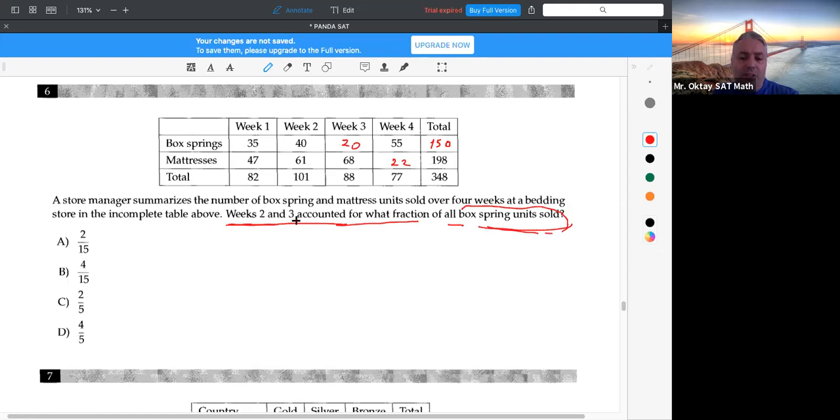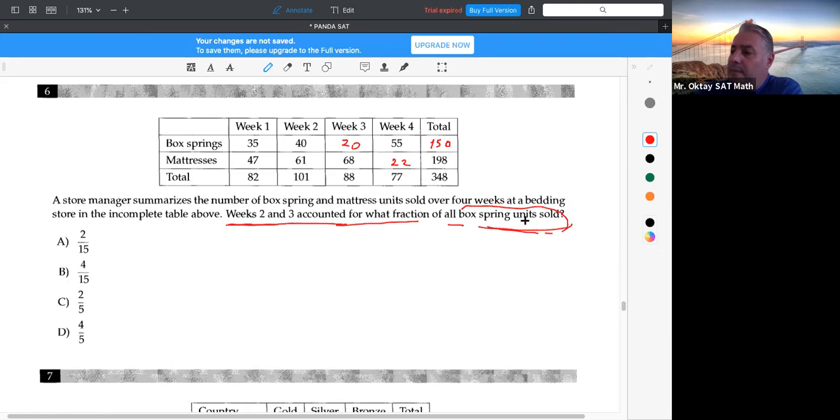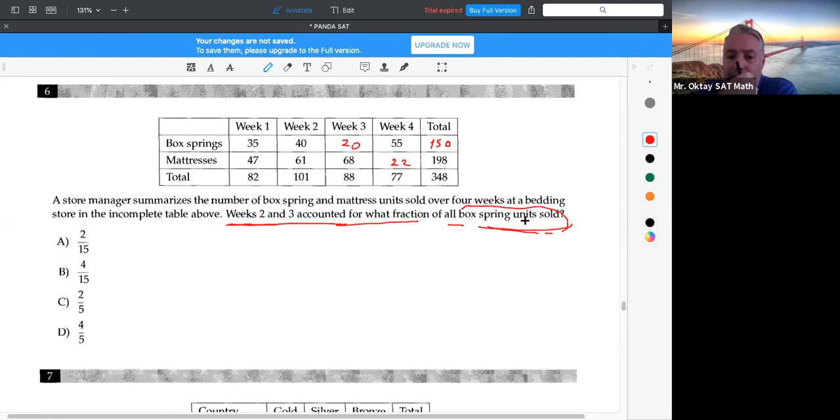What fraction? So weeks 2 and 3 accounted for what fraction of all box spring units sold? The English is a little bit messy, or so I think. I think it's saying that for week 2 and 3, only how many box springs? Yeah, that's correct, from the total of all, I think. What should we write?